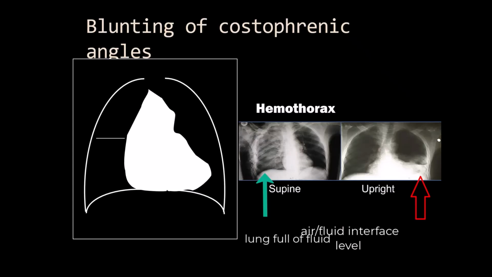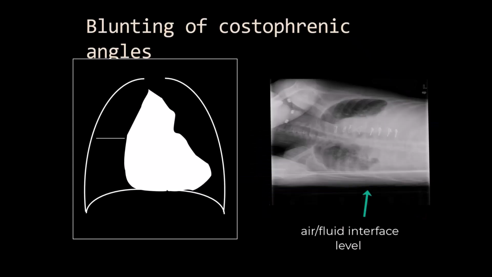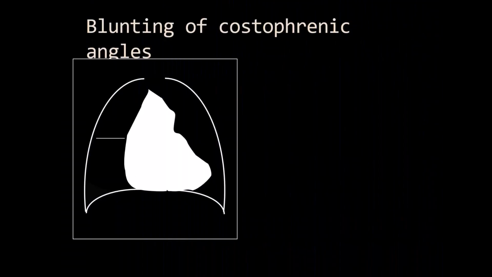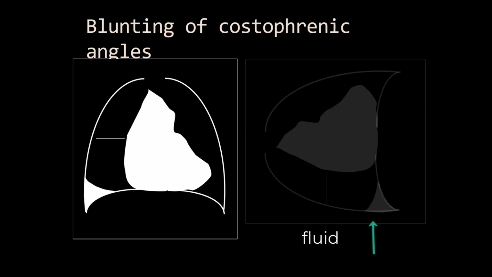Next, we're going to take a look at how the lungs appear if the patient is in an upright position or in a decubitus position, and the lungs are filling with either blood or fluids. The first place to look for fluid in the lungs is in the costophrenic angles. Here we see fluid in the right costophrenic angle.